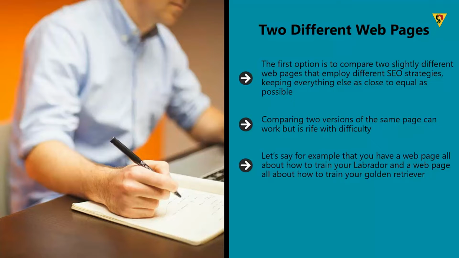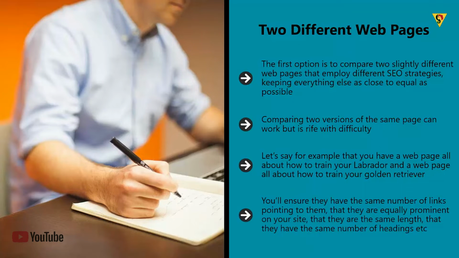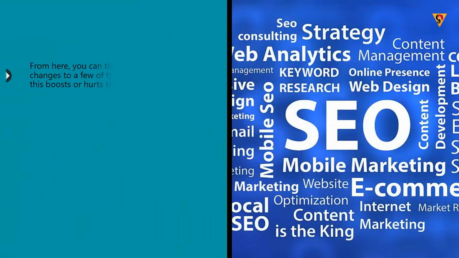These pages are almost identical in subject matter, and you're going to go out of your way to ensure they are extremely similar in all other ways that count too. You'll ensure they have the same number of links pointing to them, that they are equally prominent on your site, that they are the same length, that they have the same number of headings, etc. From here, you can then go about making small changes to a few of the matched pages and see if this boosts or hurts traffic.